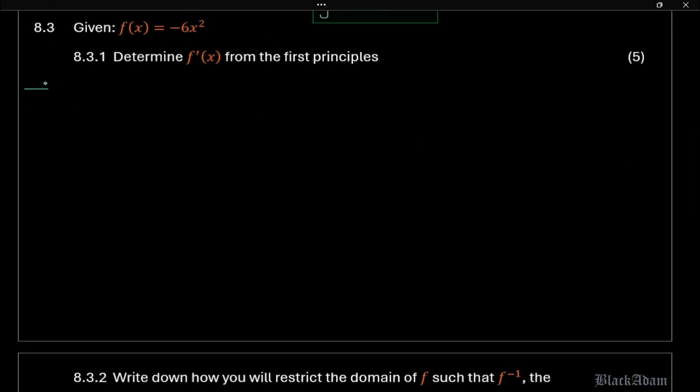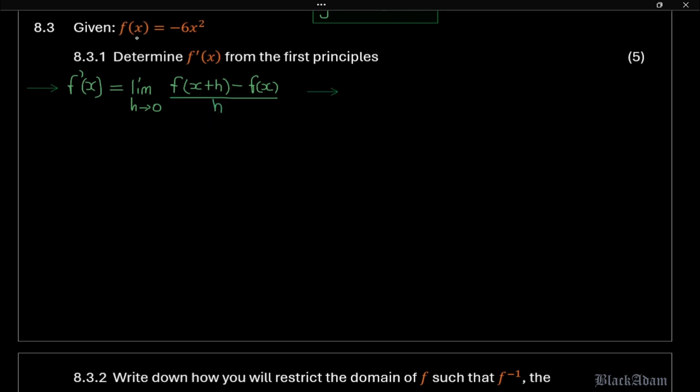So let us go to exponent 3. Given the function f of x is equal to negative 6x squared, the derivative using the first principle is equal to the limit as h approaches 0 of the function f(x plus h) minus the original function. That means the function changes sign on the second step, and all that over h.